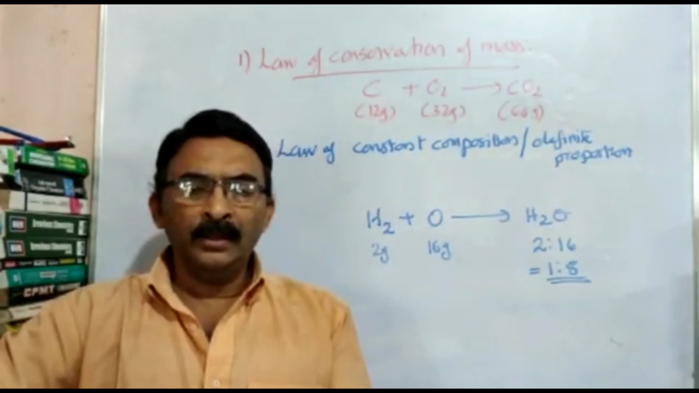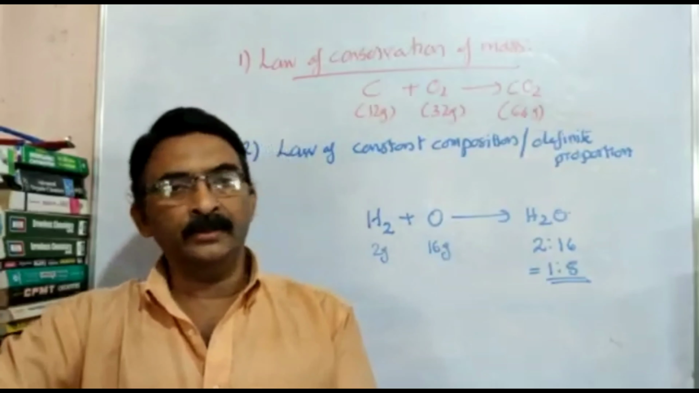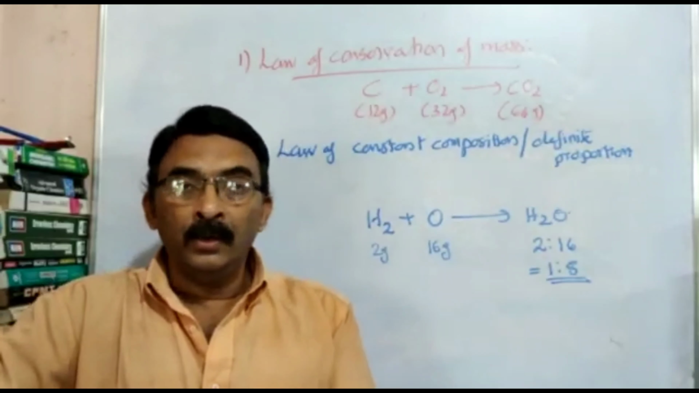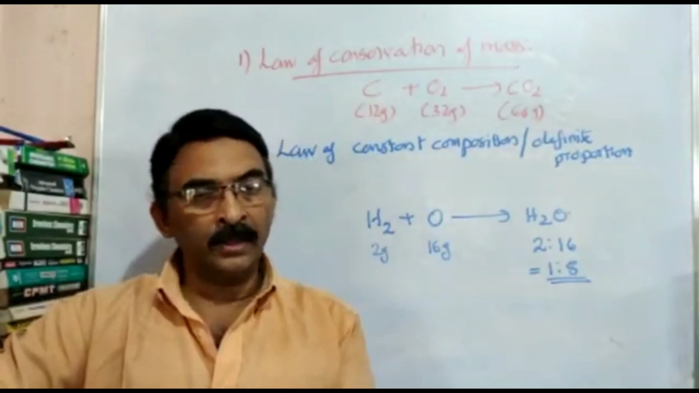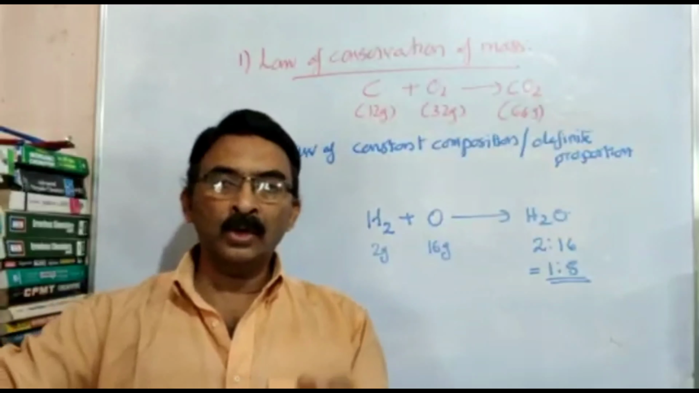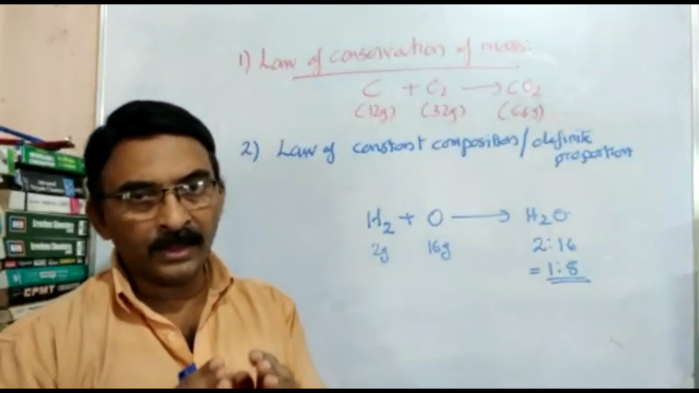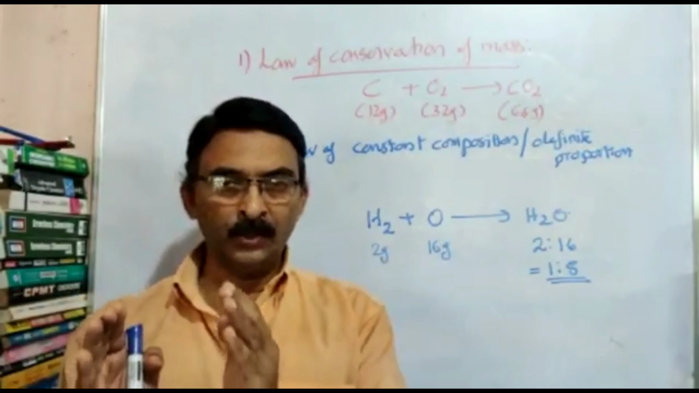As per this law introduced by Lavoisier, during a chemical reaction, the total mass of the reactants and the total mass of the products are the same. Actually, the total mass of reactants reacted and the total mass of the product formed will be the same. Only that part you need to consider.